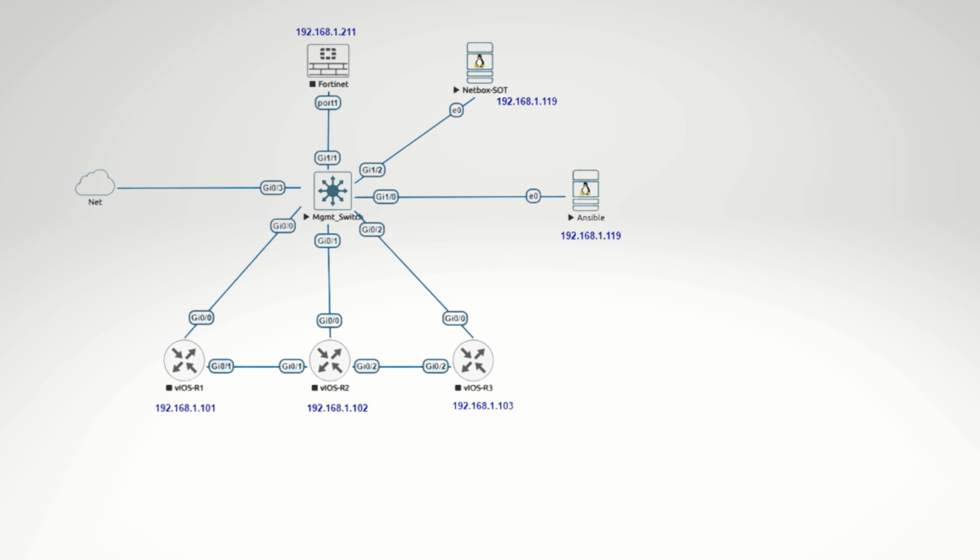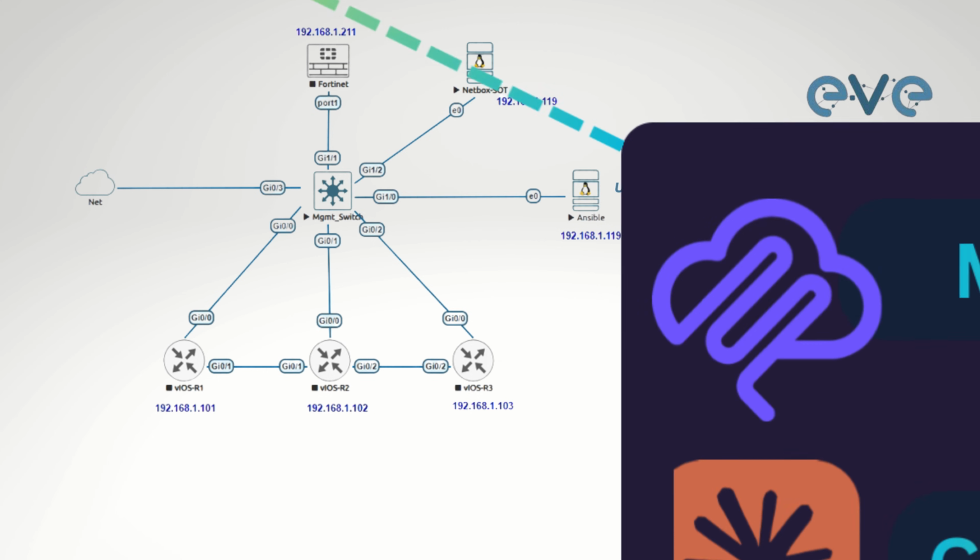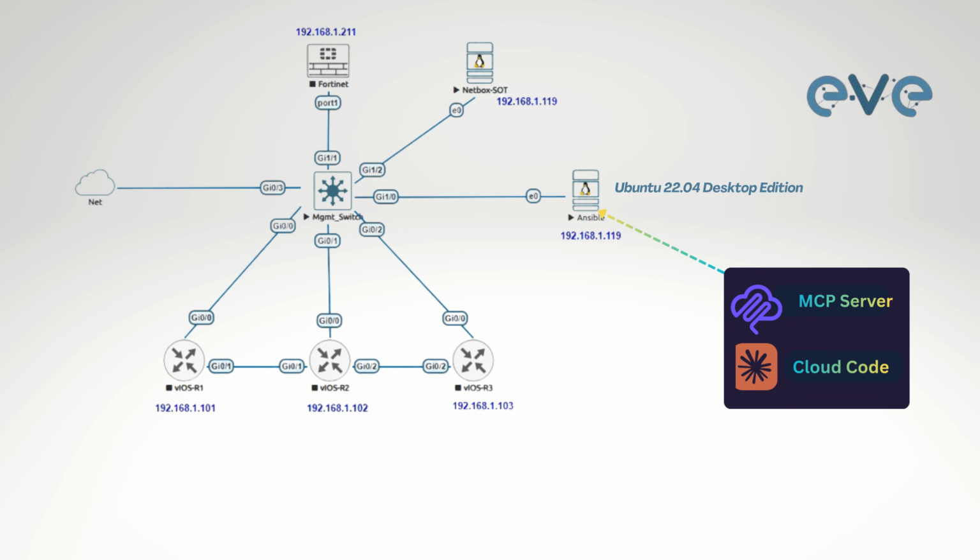Now let's talk about the lab here. So I'm running everything in EVE-NG. This is my home lab virtualization platform. I got an Ubuntu desktop machine with software version 22.04. This is where we install Claude Code and run the MCP server. Then we got another server running NetBox on port 8000. This is my network documentation and IPAM tool. And if you're not familiar with NetBox, I got other videos covering that.